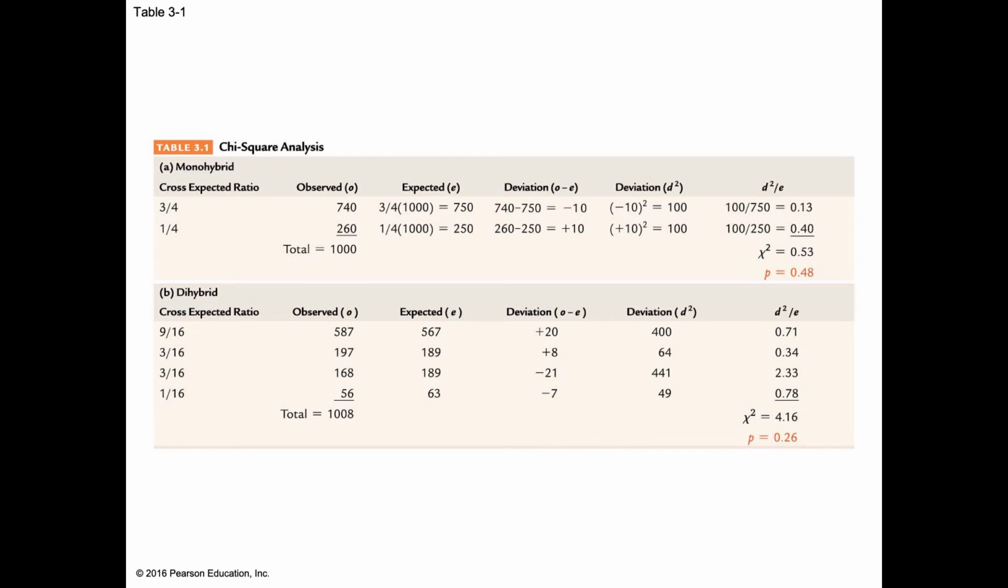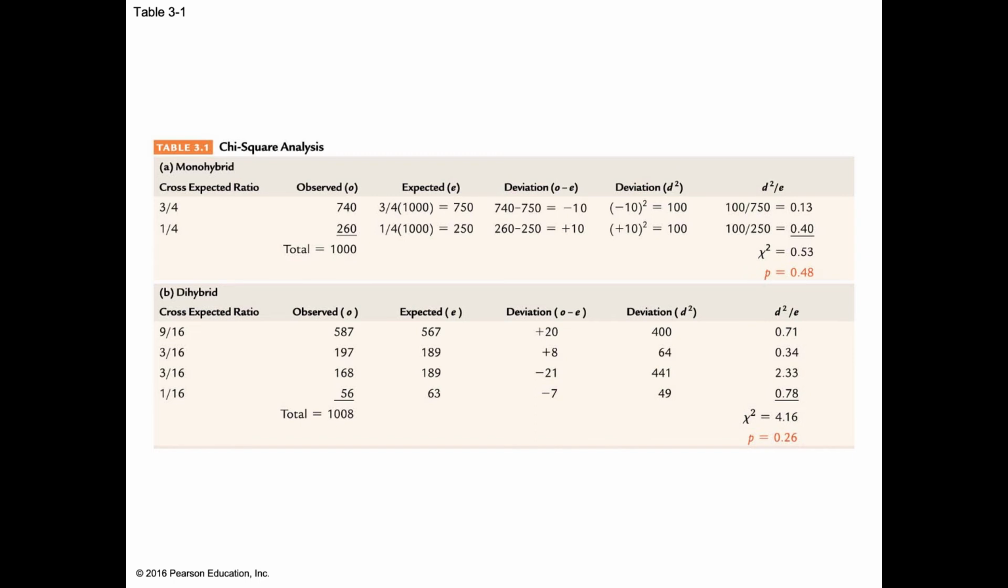Then you just square that difference, which makes everything positive numbers. So -10 squared is 100, +10 squared is also 100. And now you take that deviation and divide it by what you expected. So you do deviation divided by expected. So you would do 100 divided by 750. You would do 100 divided by 250, and I can't do that in my head, so I'm going to look up here. Okay, so 0.13 and 0.4.